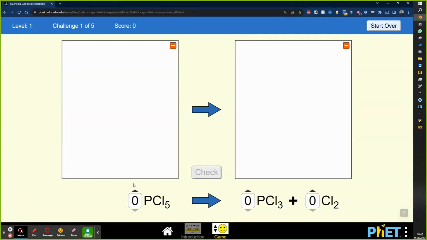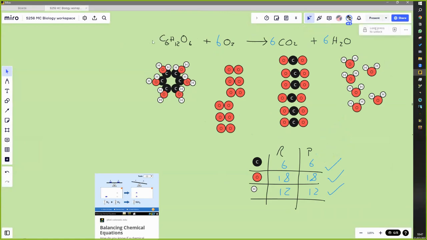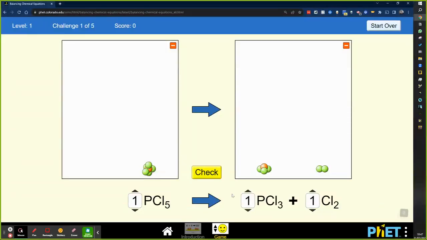So we have to just add a 1. As you just saw a moment ago, I didn't put a 1 there. You don't put a 1. If there's no number, you presume it's a 1. In this case, you put a 1 there anyway. So you start off by putting a 1.